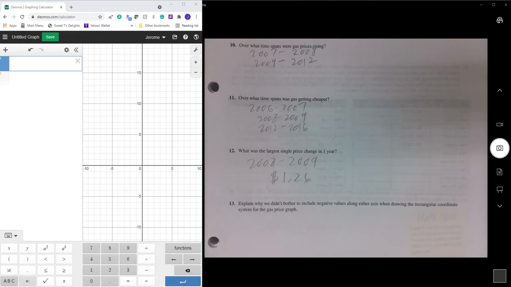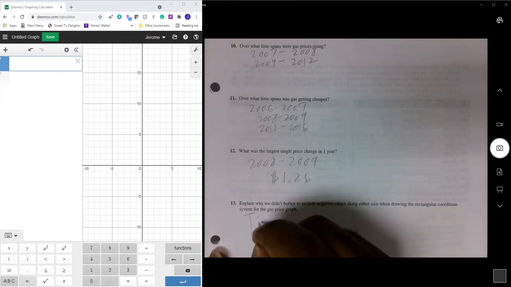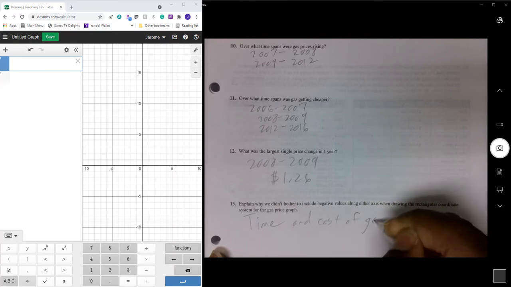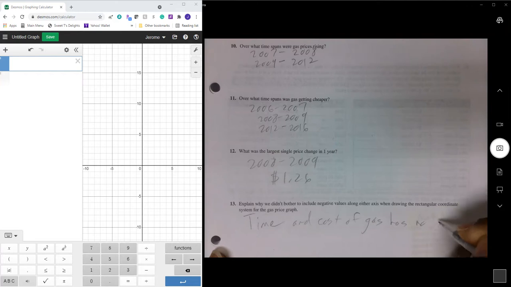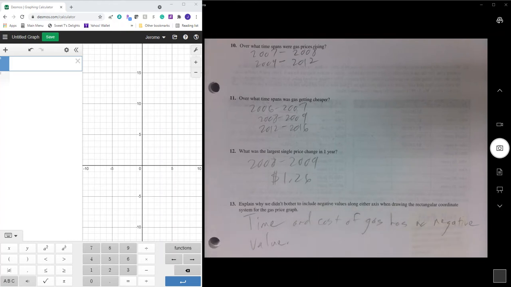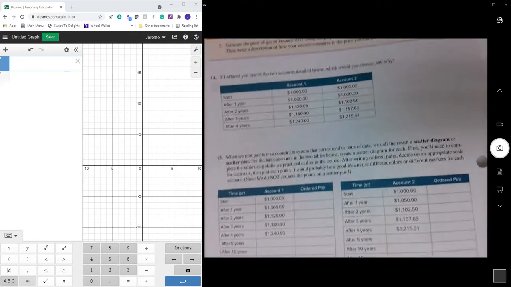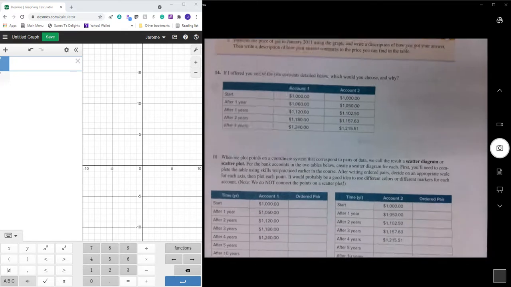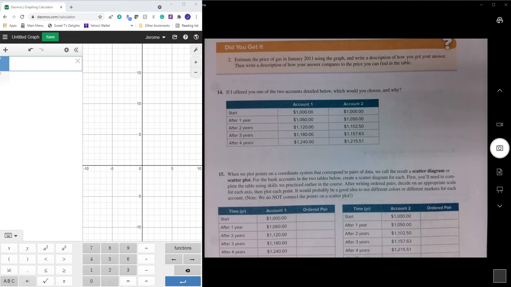Explain why we didn't bother to include negative values along either axis when drawing a rectangular coordinate system for the gas price. Time and cost of gas have no negative value, as you cannot have negative time or negative money when it comes to the gas prices. Because that would mean if they had a negative value for the gas prices, that would mean that they owed you money for pumping their gas, and we know that's not going to happen.